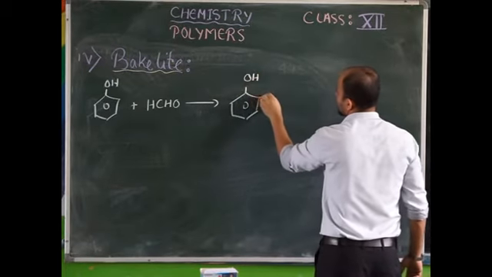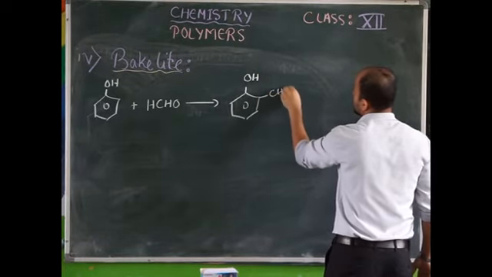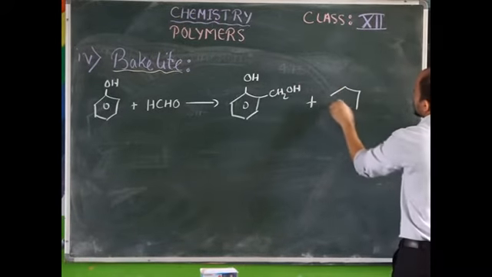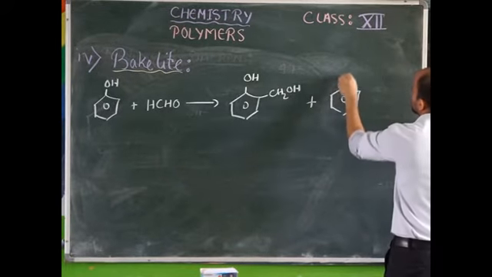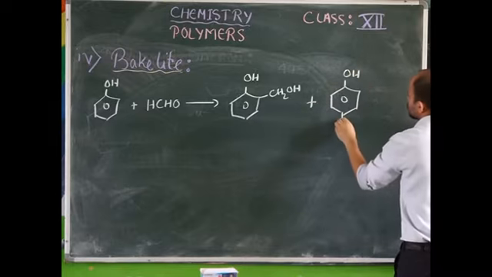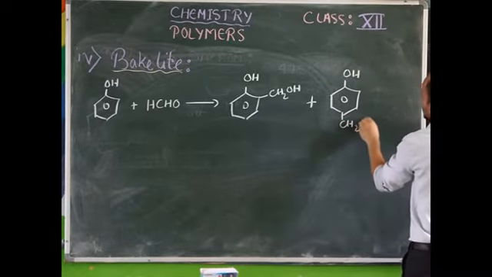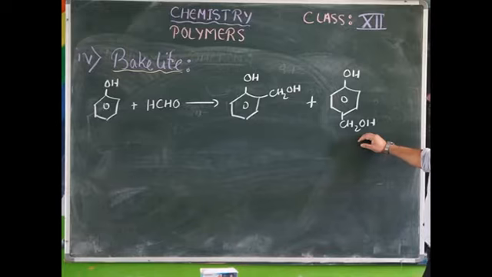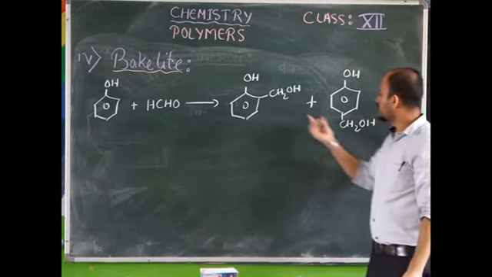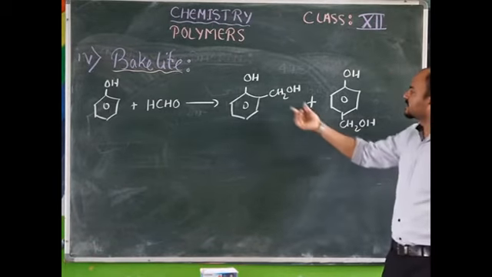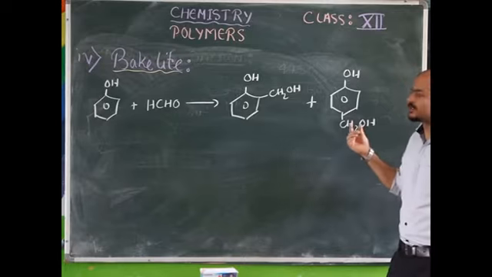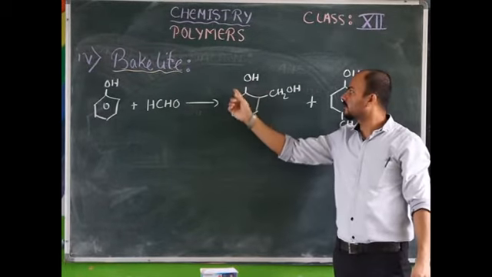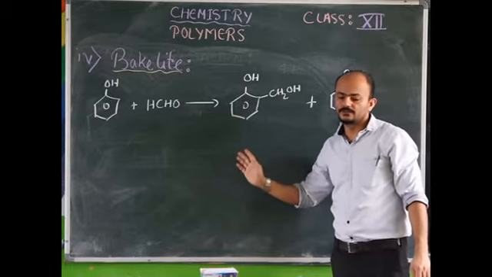OH and this CH2OH at ortho position in one case, and the other product that we obtain is CH2OH group coming at para position. So here ortho and para positions are occupied by the CH2OH group. Why? Because OH in the phenol ring is an ortho-para directing group. Please remember this.